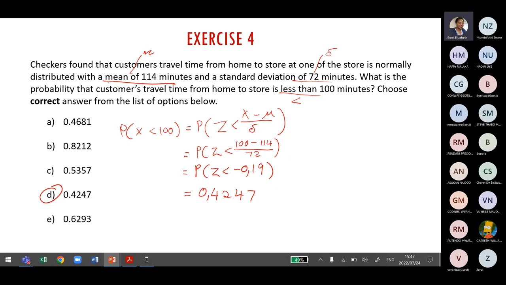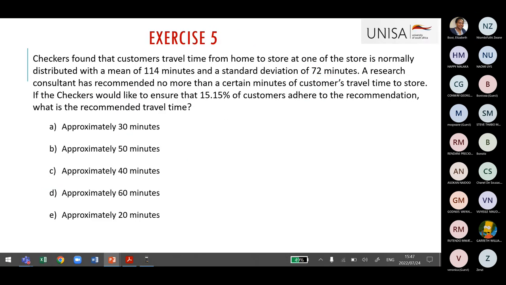Okay, moving on to the next question. Checkers found that customers' travel time from home to a store at one of the stores is normally distributed with a mean of 140 and a standard deviation of 72. A research consultant has recommended no more than a certain number of minutes of a customer's travel time to the store. If Checkers would like to ensure that 15.15% of customers adhere to the recommendation, what is the recommended travel time? We are given the mean.